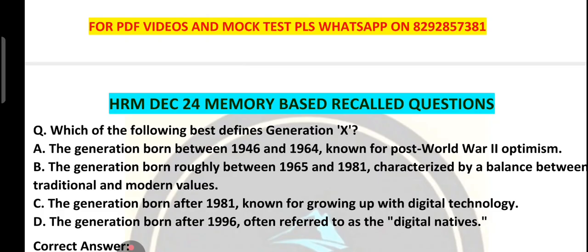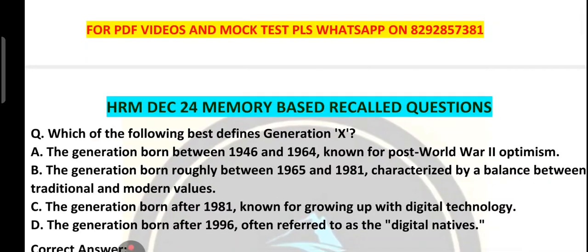So let's see option A. Option A talks about the generation between 1946 and 1964. They refer to the baby boomers. After World War II, there was a big population boom and the people were full of hope. So this is not Generation X; 1946 to 1964 were baby boomers. Then option B, 1965 to 1981. See, this is the correct answer.